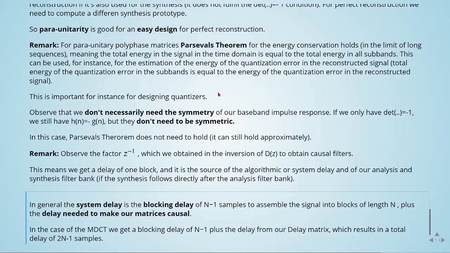Observe that we don't necessarily need the symmetry of our baseband impulse response. If we only have the condition that the determinant is equal to -1, we still have h of n equal to minus g of n, but they don't need to be symmetric. In this case, Parseval's theorem does not need to hold, but it can still hold approximately.